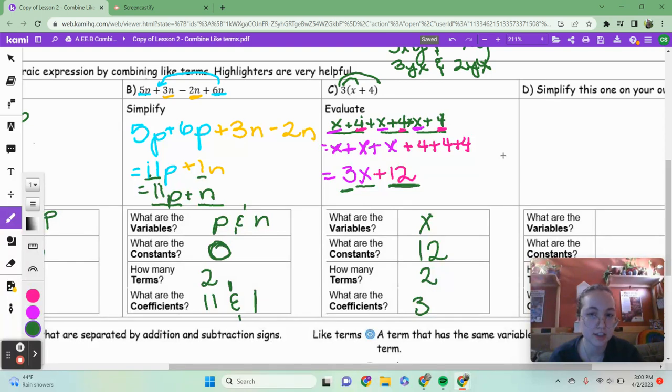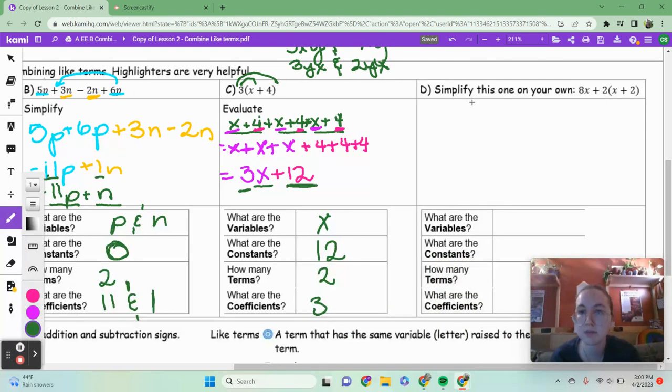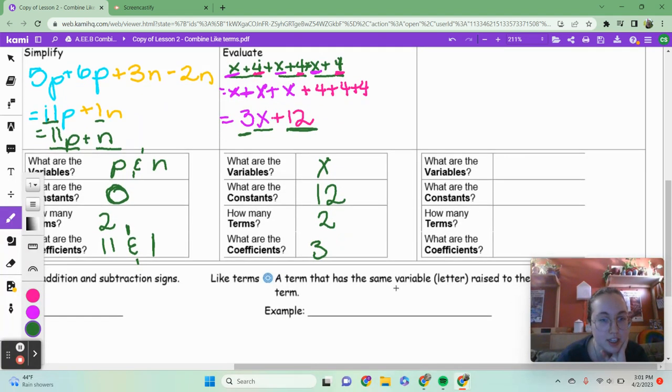And with that, I'm going to leave you to simplify this last one on your own, figure out the variables, constants, terms, and coefficients. And once you are done with that, you're going to come show it to myself or Mr. Myers for a treat and or sticker.